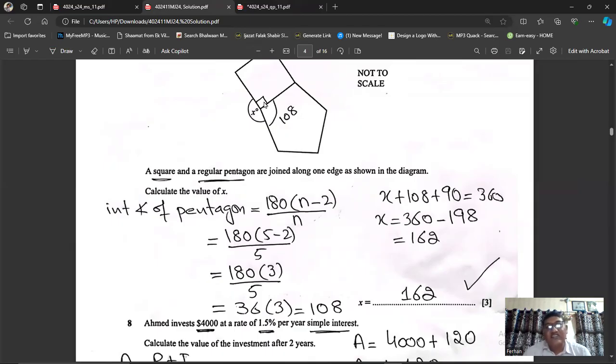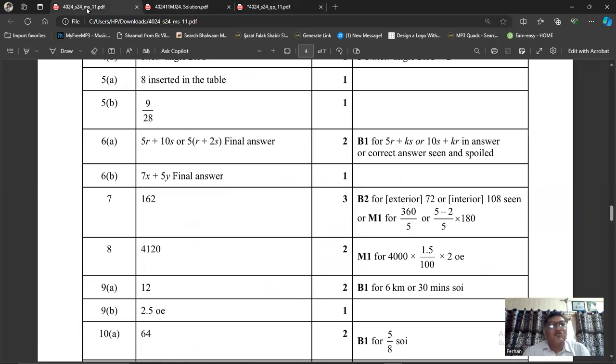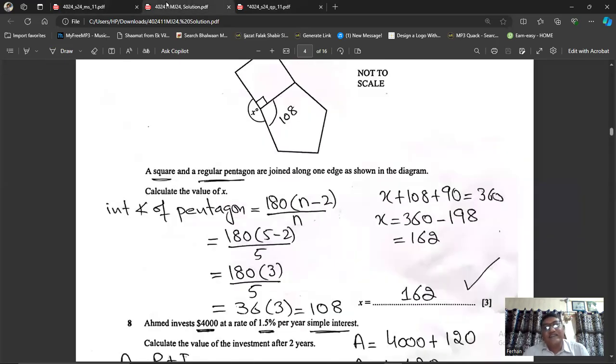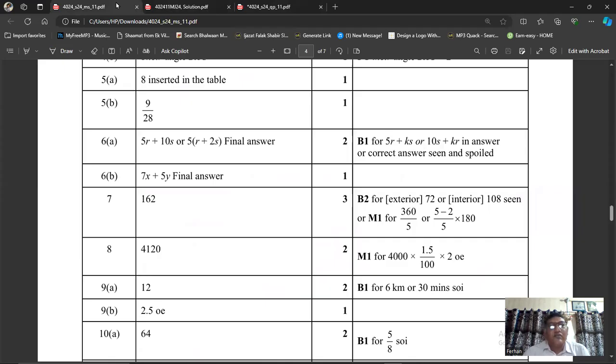This angle is 90 because this is the internal angle of a square. So if you add up all these three angles about a point, the sum will be 360. So x plus 108 plus 90 equals 360. So x will be equal to 360 minus 198, and that will be 162. So my answer is 162. I hope you understand. The answer is right.